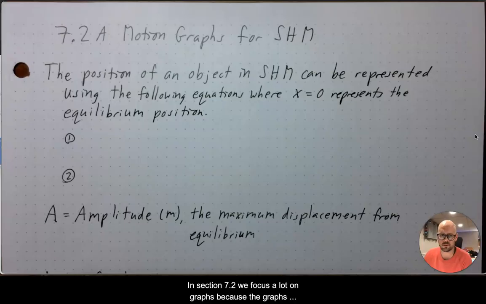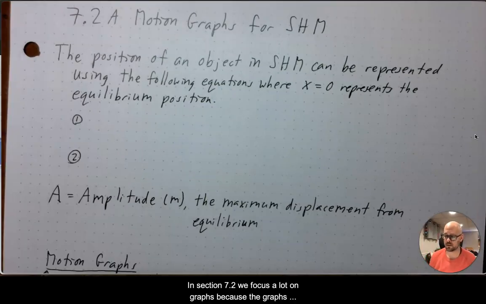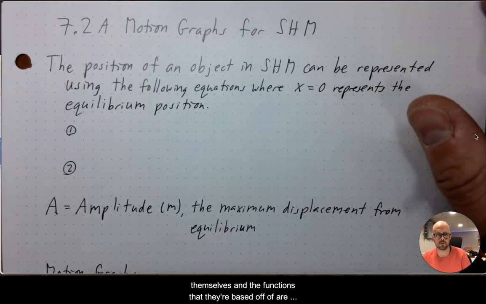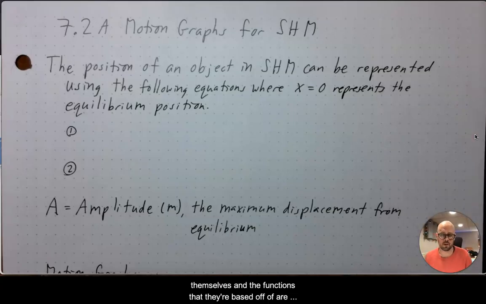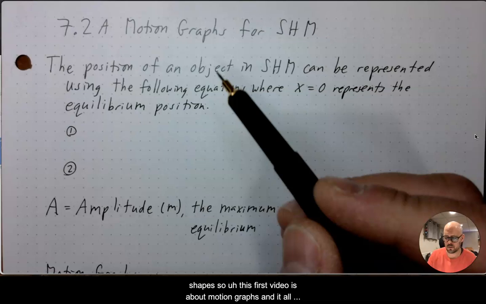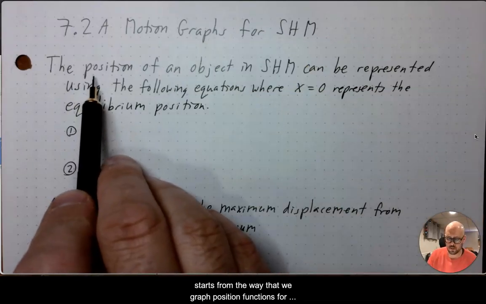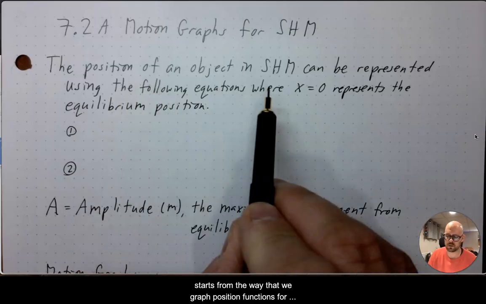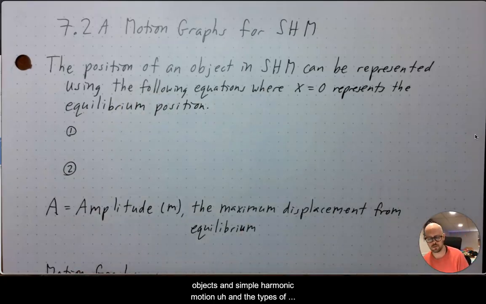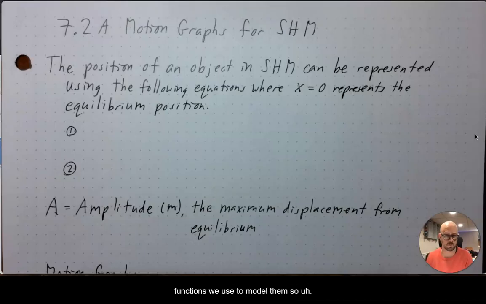In section 7.2, we focus a lot on graphs because the graphs themselves and the functions that they're based off of are what make this unit unique. We'll revisit old concepts, but we'll just apply them to new shapes. So this first video is about motion graphs, and it all starts from the way that we graph position functions for objects in simple harmonic motion, and the types of function we use to model them.